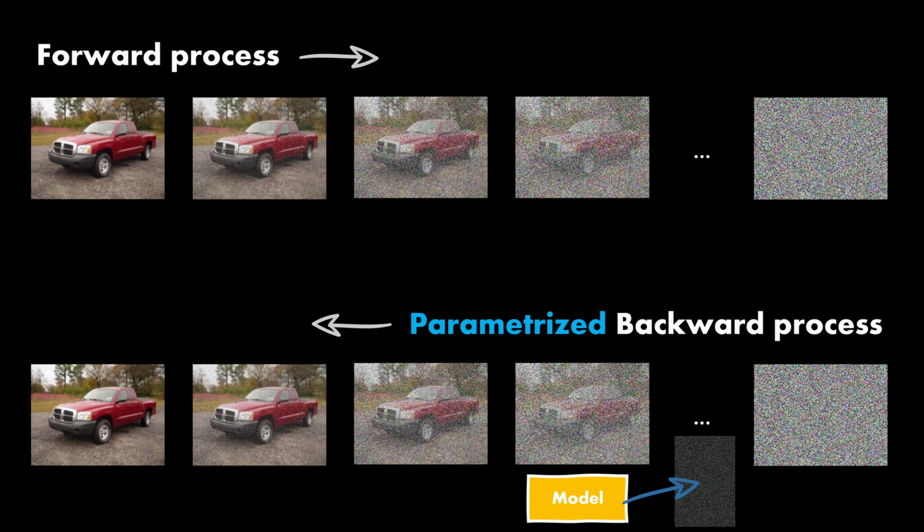In order to generate new data, one can simply perform the backward process from random noise and new data points are constructed.